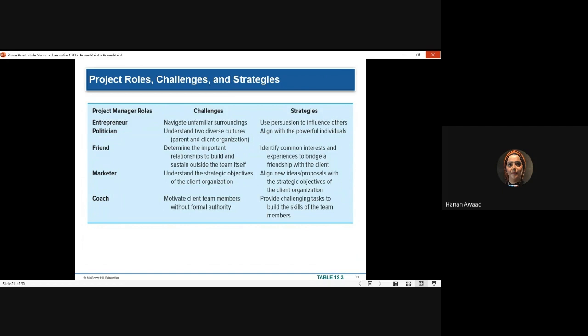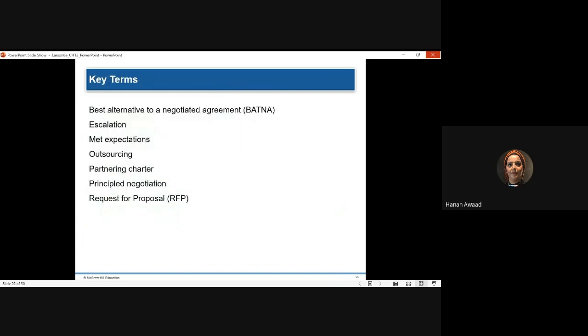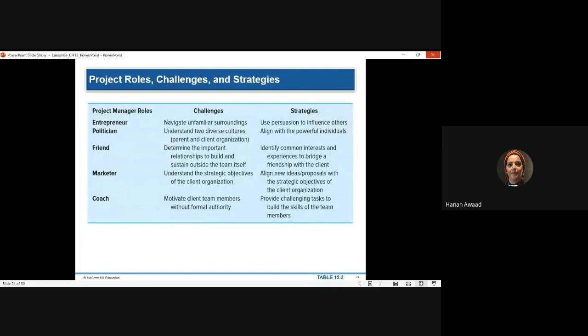Different project roles and different challenges and how you deal with this. It's a good read. The past 3 chapters in your book deal a lot with interpersonal skills and communication and relationships between you as a project manager and your team, your suppliers, your stakeholders, how you will manage your team. And today we talked about how you will manage your subcontractors or your vendors. So any question? Any question?